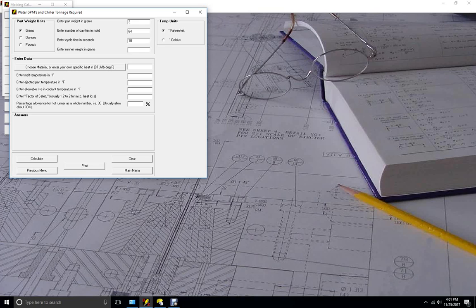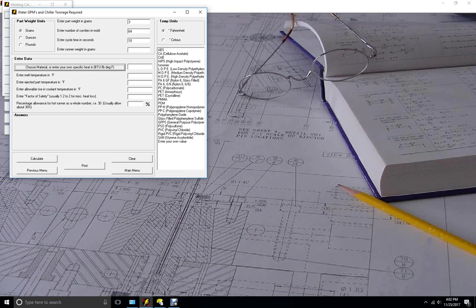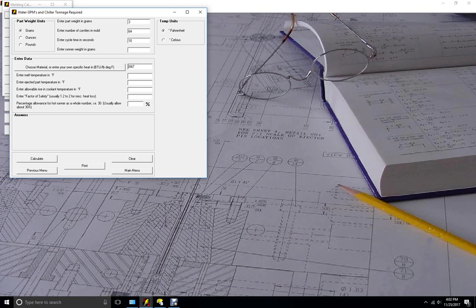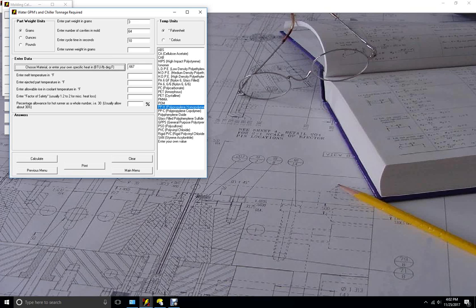For a hot cold combination, you can enter the runner weight in here, and for a cold runner you can also absolutely enter the runner weight. Next, we choose the material, and this is more accurate if you use the specific heat for the exact grade of material that you're going to use, but for general purpose calculations, just getting started, I usually just use these generic ones that I've supplied within the software. In this case, we're going to look at a polypropylene homopolymer, and I'll leave that open so you can look at that if you want to.